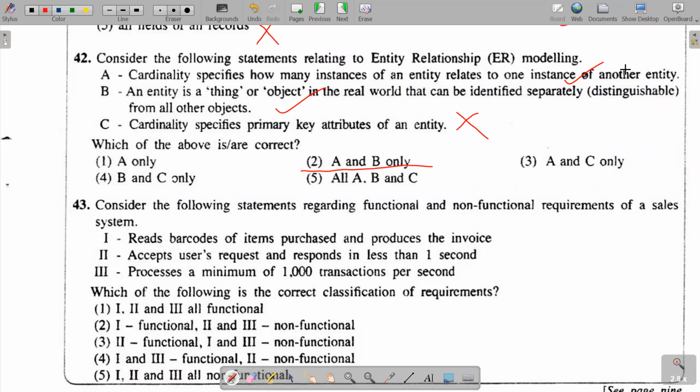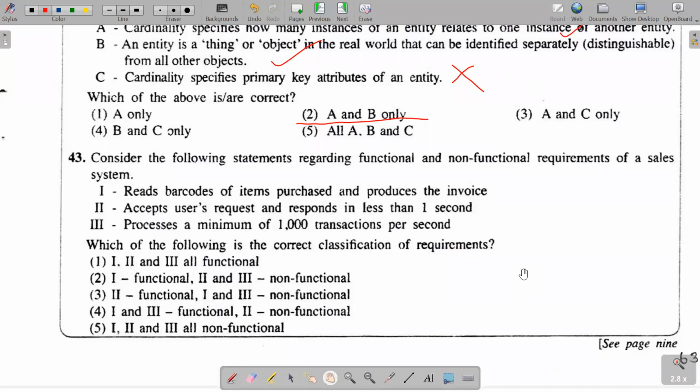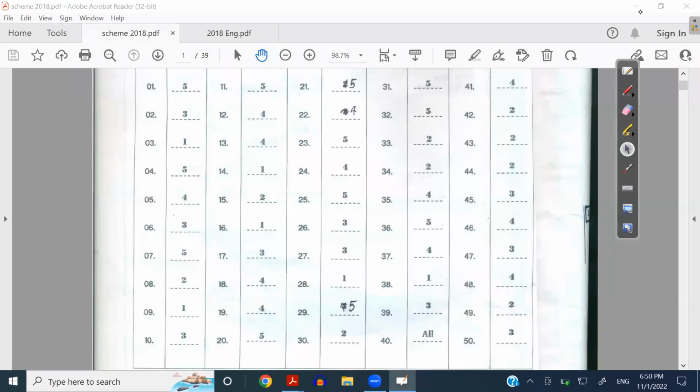43rd, consider the following statements regarding functional and non-functional requirements of a sales system. Which of the following is the correct classification of requirements? Reads the barcodes of items purchased and produces the invoice. Functional requirement. Accepts user requests and responds in less than 1 second. Less than 1 second කියලා limit එකක් දෙන්නේ, so it's non-functional. Process a minimum of 1000 transactions per second. That is also a limit, non-functional. So the first one is functional, the second and third are non-functional. The correct answer is the second one. 43rd, second answer, yes.